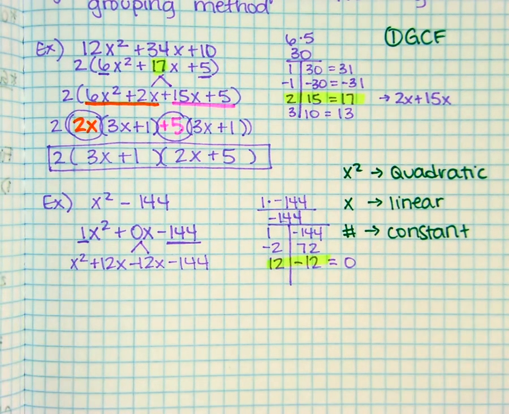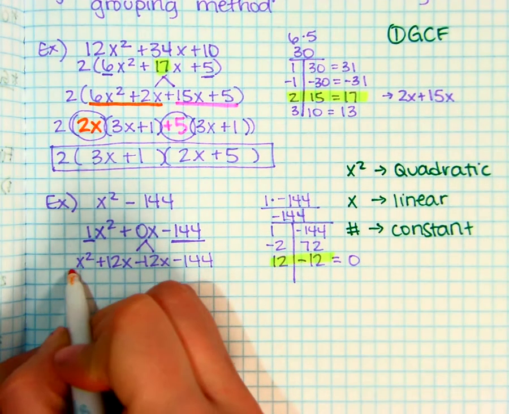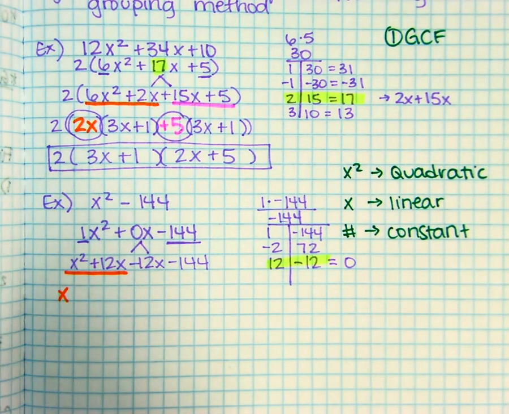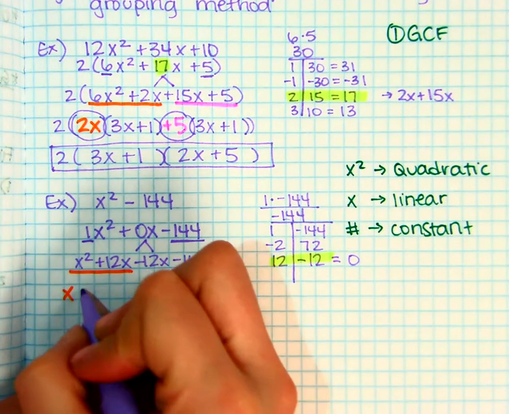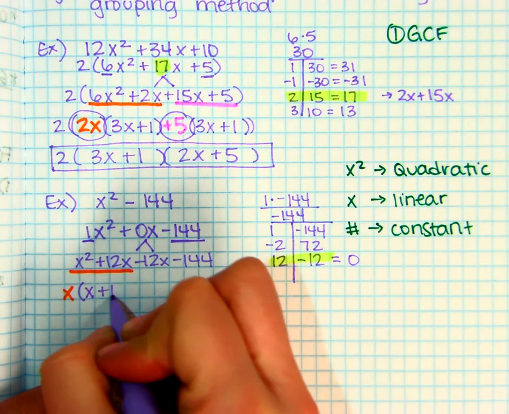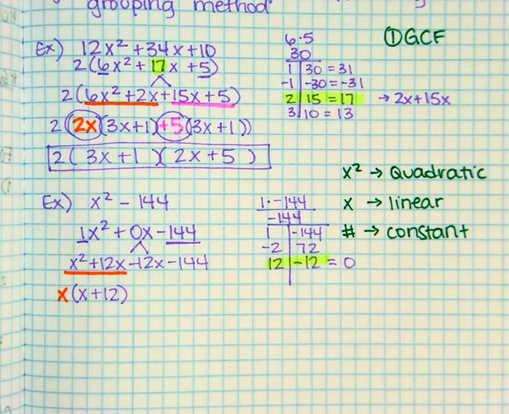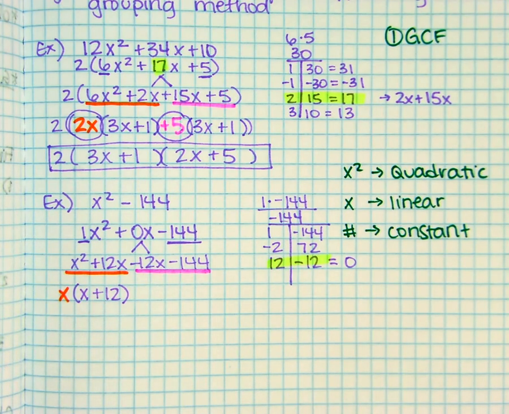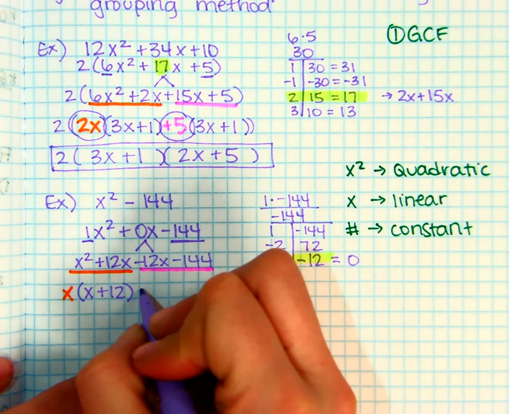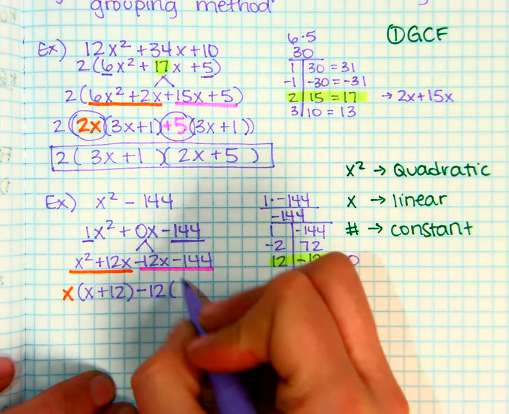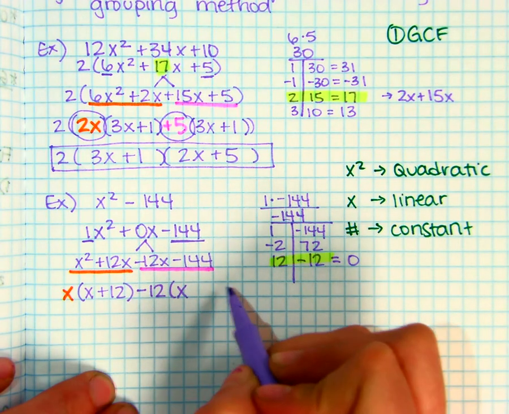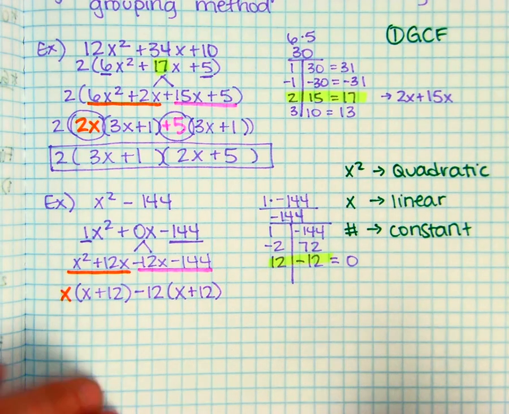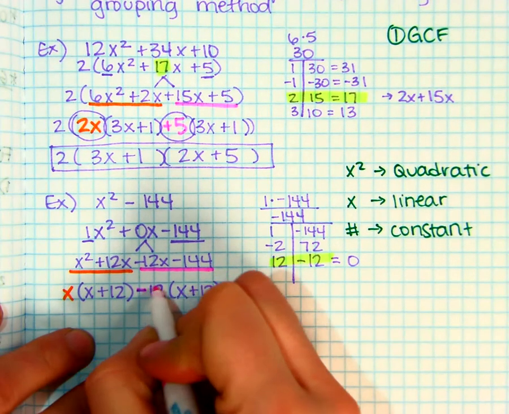Now I'm going to do my grouping. So the first 2, our GCF is just an x. I'm left with x plus 12. My second 2, see how this one has a negative? I always want to factor out that negative. So my GCF here is negative 12. And then x, and the negative 12 times positive 12 would give me negative 144. Oops, this is supposed to be in pink.